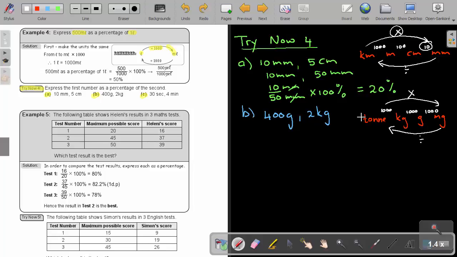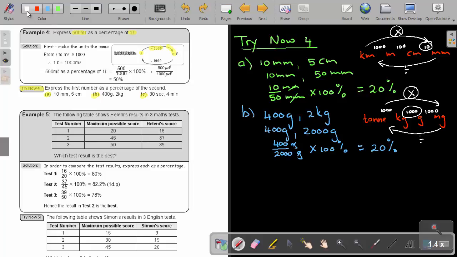So I want to go from kilogram, and I want to go to gram. So I must multiply with 1,000. So let's just write that. So actually it's 400 gram to 2 times 1,000 will be 2,000 gram. So if I make it a percentage, I'm going to just say 400 over 2,000, and that's going to be gram, gram, cancel, cancel. I times with 100%, and my answer will be also 20%. And then I'm going to do the final one.